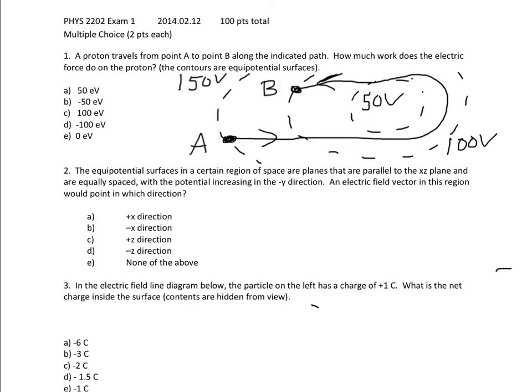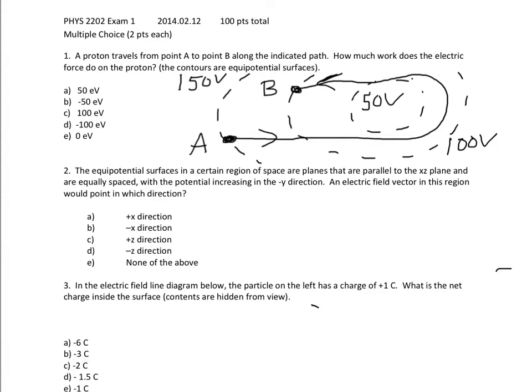Alright, problem 1 in the multiple choice says that a proton moves from point A, which is marked here on this diagram, following this path, and then ends at point B. How much work does the electric force do on the proton?